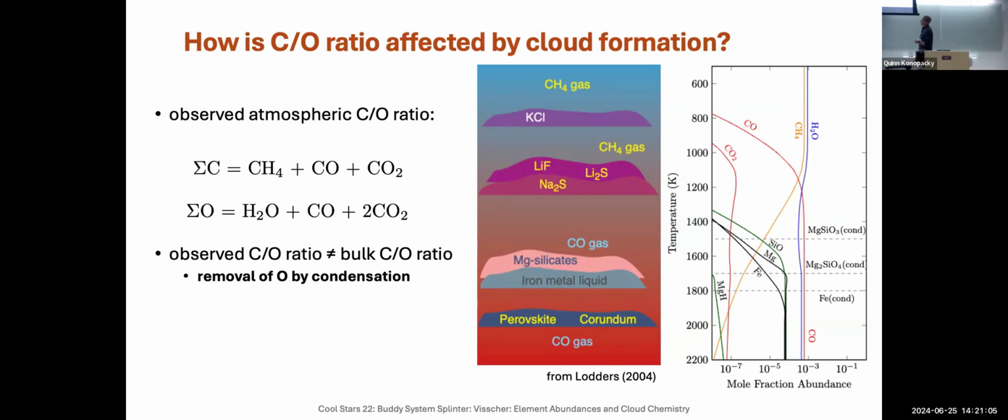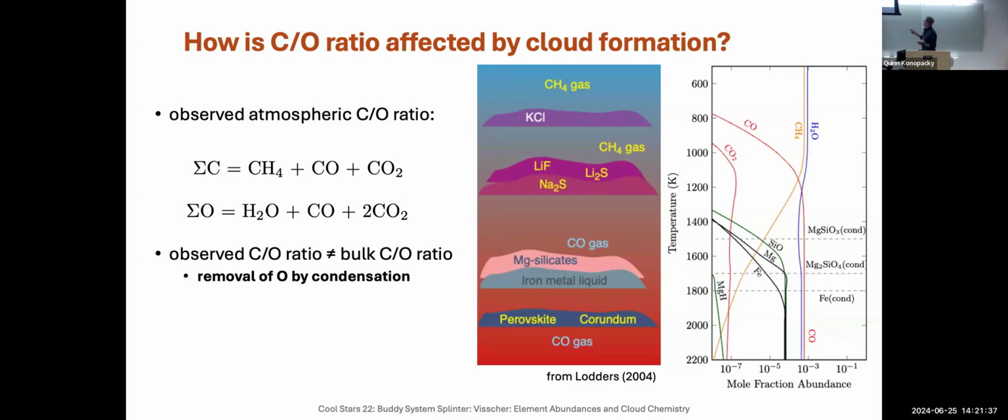So our total carbon is methane plus CO plus CO2, and our oxygen is water plus CO plus 2 times CO2. And the key point here, of course, is that what we observe when we look at a C to O ratio in an upper atmosphere is not the bulk C to O ratio for these atmospheres, because they're relatively cool, and a lot of the oxygen, about 20% typically, we find, has been removed by condensation.